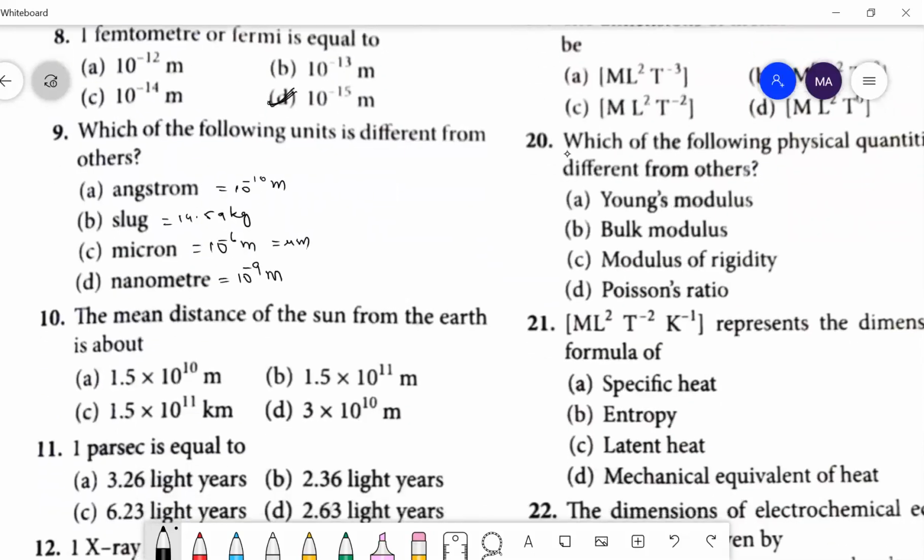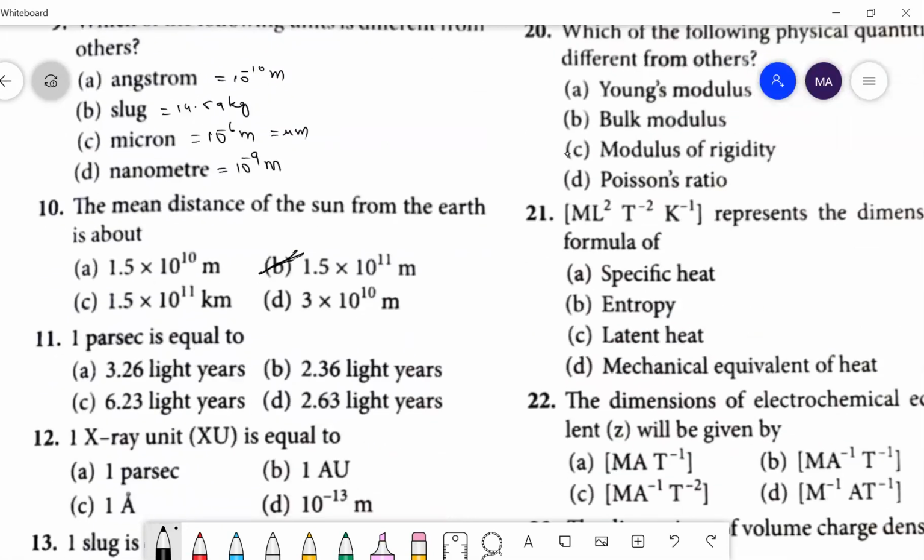Next one. The mean distance of the sun from the earth is about? See, the mean distance of the sun from the earth is equal to one astronomical unit, approximately 1.49 into 10 to the power of 11 meters. So I can write the second option. Next one, 1 parsec, just now I told you, is 3.26 light years, and that will be equal to 3.084 into 10 to the power of 16 meters. So A is the option for this one.